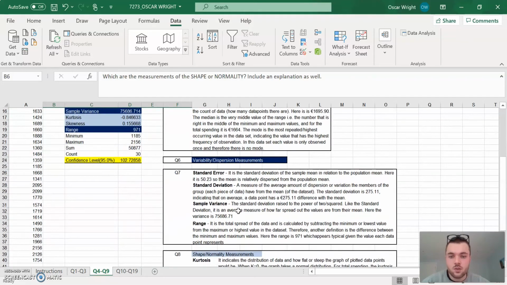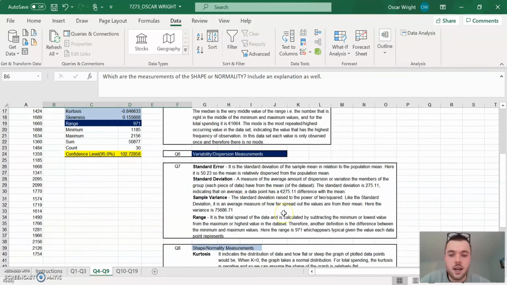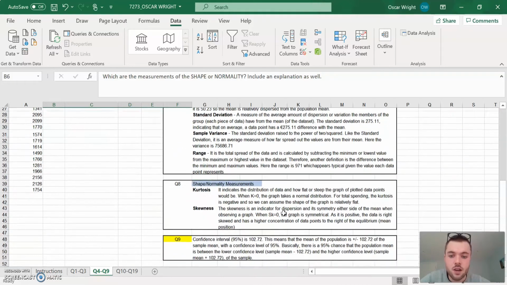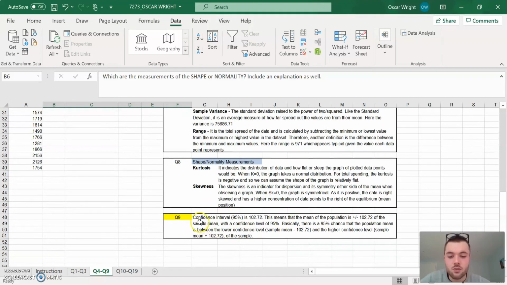If it was positive, it would be more steep, more of a point, as it would indicate a higher concentration of data points around the mean. However, in this one it's more flat, so we can say that there's a lower congregation of data points around the mean. It's more spread.